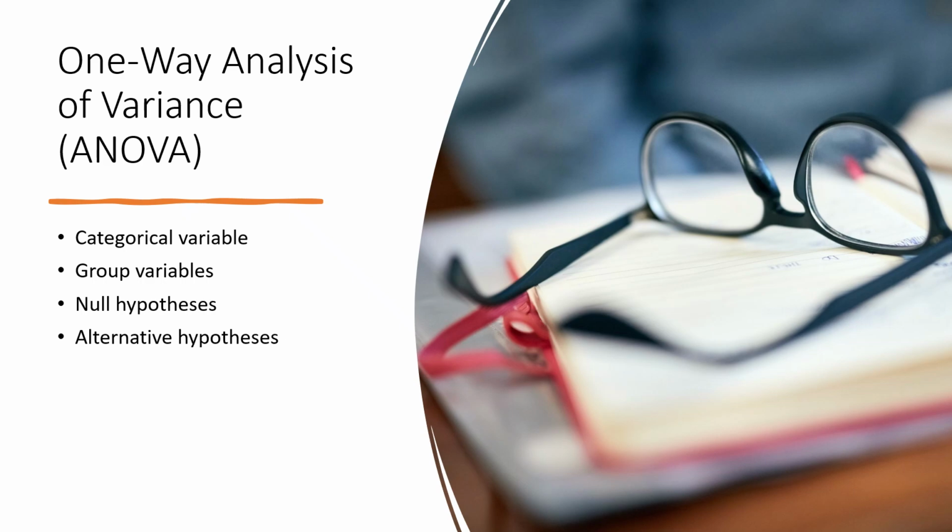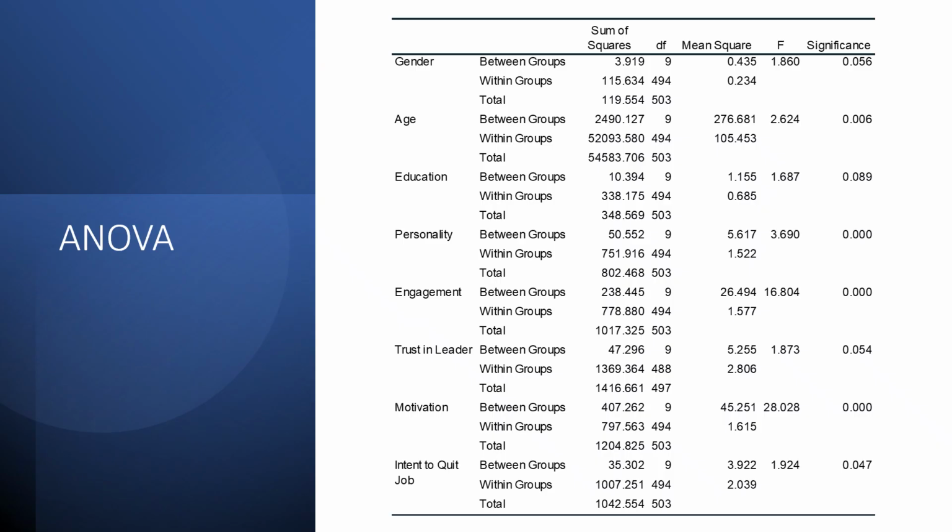Another null hypothesis is that there is no difference in the intent to quit job average across the comparison groups, and the alternative hypothesis is that there is a difference in the intent to quit job average across the comparison groups. A standard significance level, also referred to as an alpha level or p-value level, of 0.05 was utilized since it is considered an acceptable level for a statistical test.